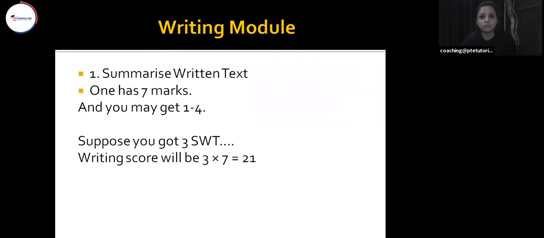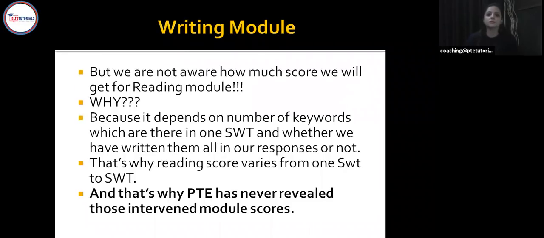But what about the reading score? We are getting the score for reading from 1 summarized written text. We people are not aware of the score that we will be getting from 1 summarized written text, which will go into your reading module. Just try to focus and think why the PTE score guide only reveals the scores for main tasks.